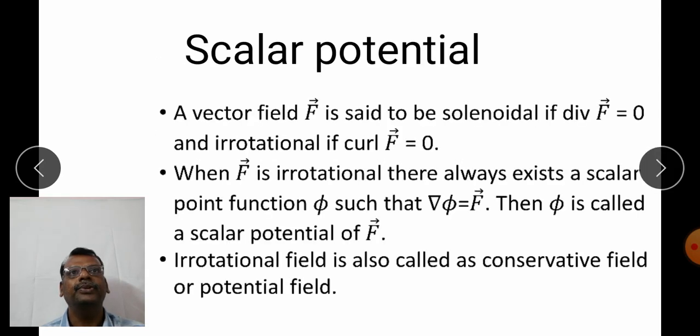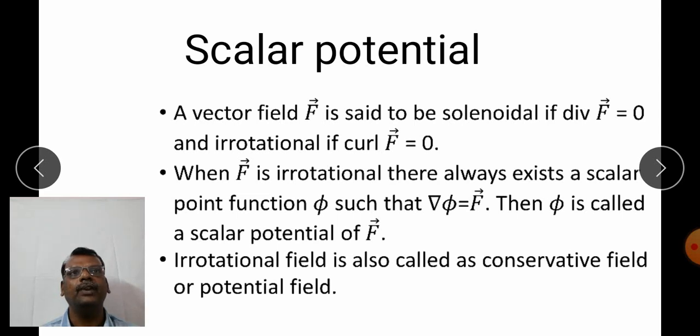Now, before defining the scalar potential, we have to know the solenoidal vector and the irrotational vector. A vector field F bar is said to be solenoidal if div F bar is equal to 0. If curl F bar is equal to 0, F bar is called irrotational. Now we have to define the solenoidal vector: div F bar and curl F bar, both are equal to 0.